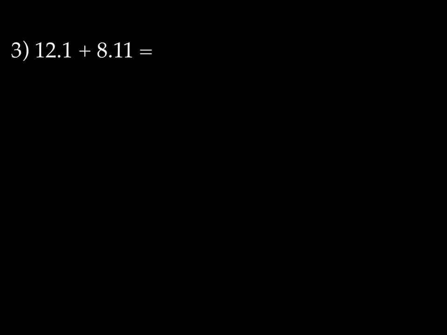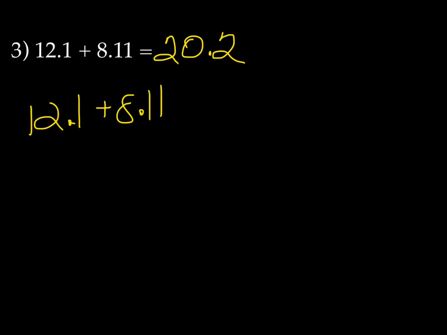For number 3, I got a final answer of 20.2. All right, so let's go through that one real quick. First, I put in my calculator 12.1 plus 8.11, and I got the answer on my calculator 20.21. Remember, this time, because we are doing addition, we're not looking at sig figs, we're looking at the number of digits after the decimal.